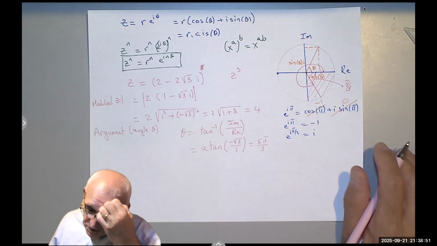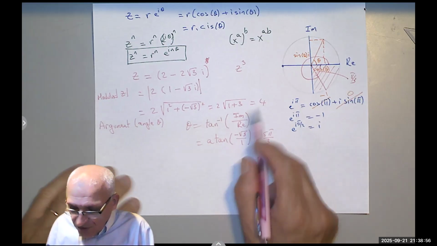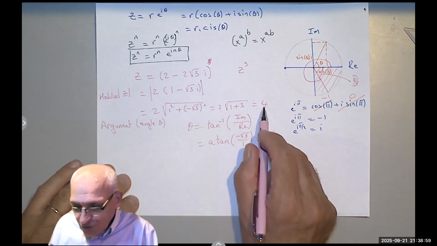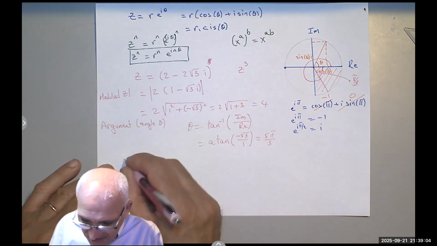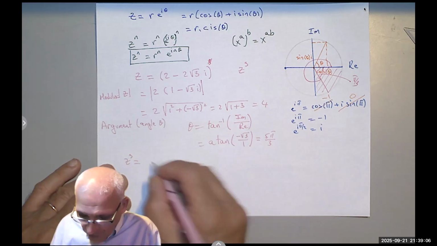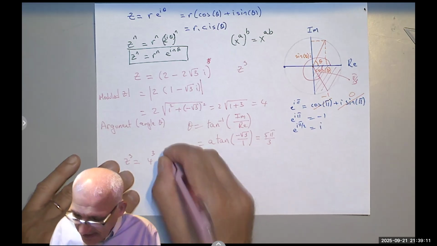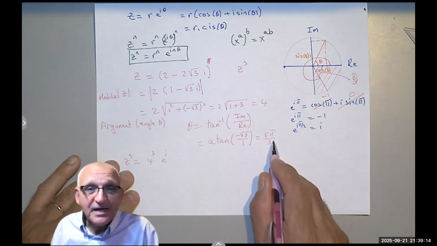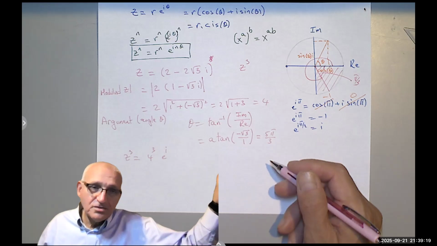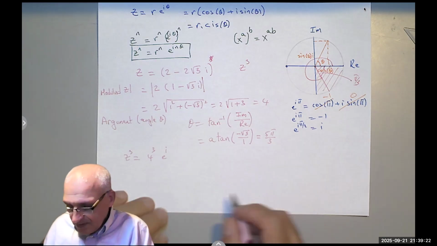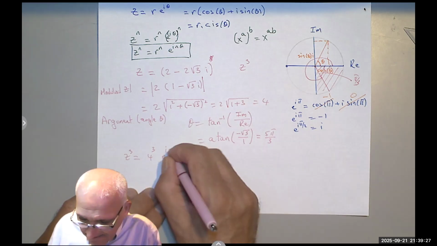Okay, so now I would say if I want to raise this to the third power, we said cube, so z cubed becomes 4 cubed, which is 64, times e to the i. And if I multiply that by 3, notice cube, you cube the modulus, but you triple the argument. So times 3 is 5 pi.